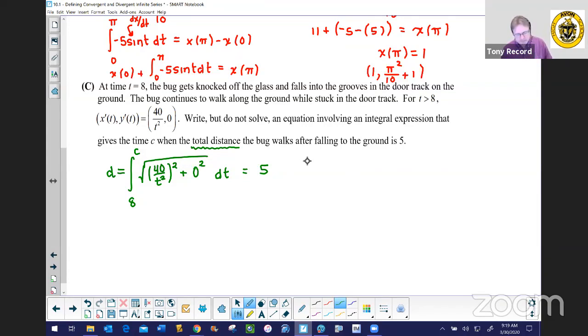I'm going to go ahead and simplify this just a little bit, but it does say that we do not have to solve this yet. We're going to take another look at this here in a moment.